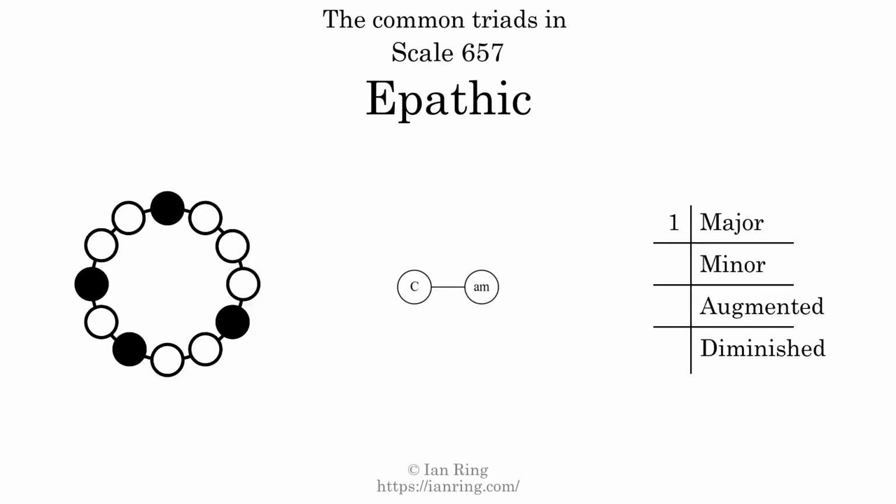There is one major triad. There is one minor triad. There are no augmented triads. There are no diminished triads. Here is a Hamiltonian path of parsimonious voice leading that uses all the triads.